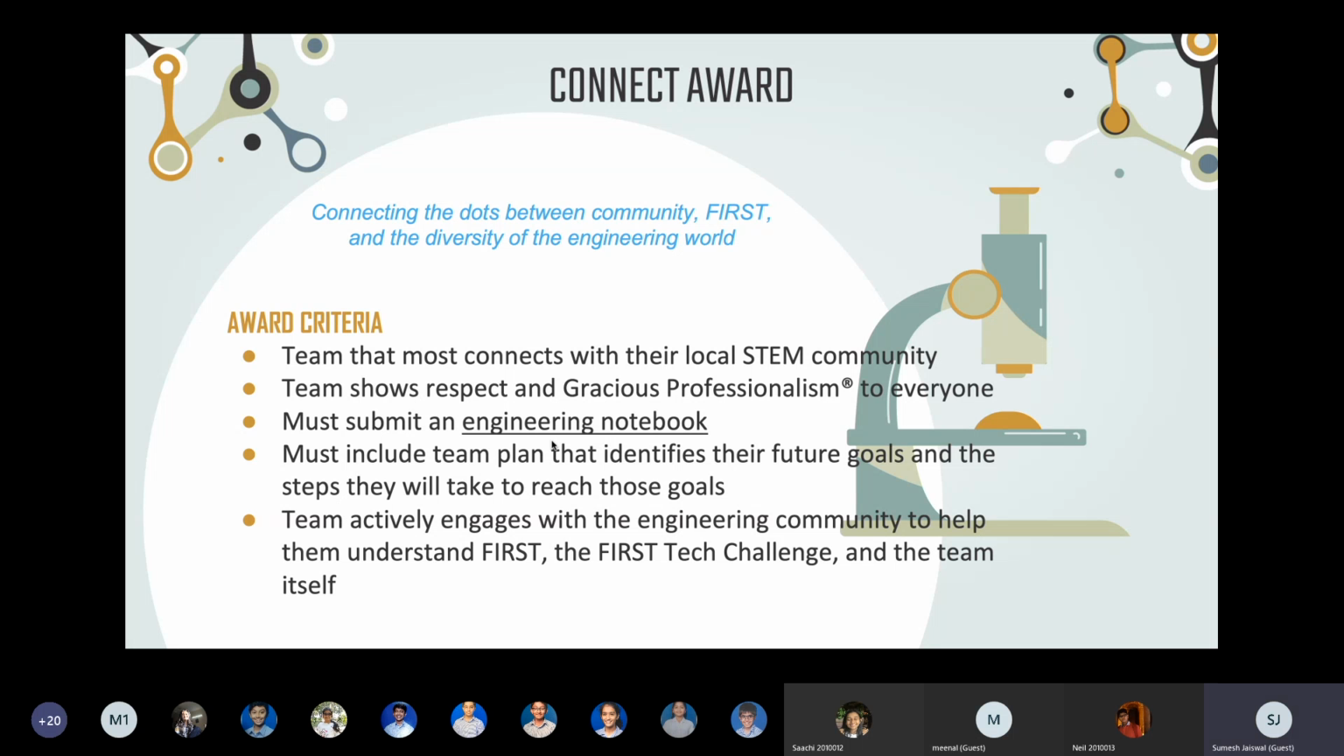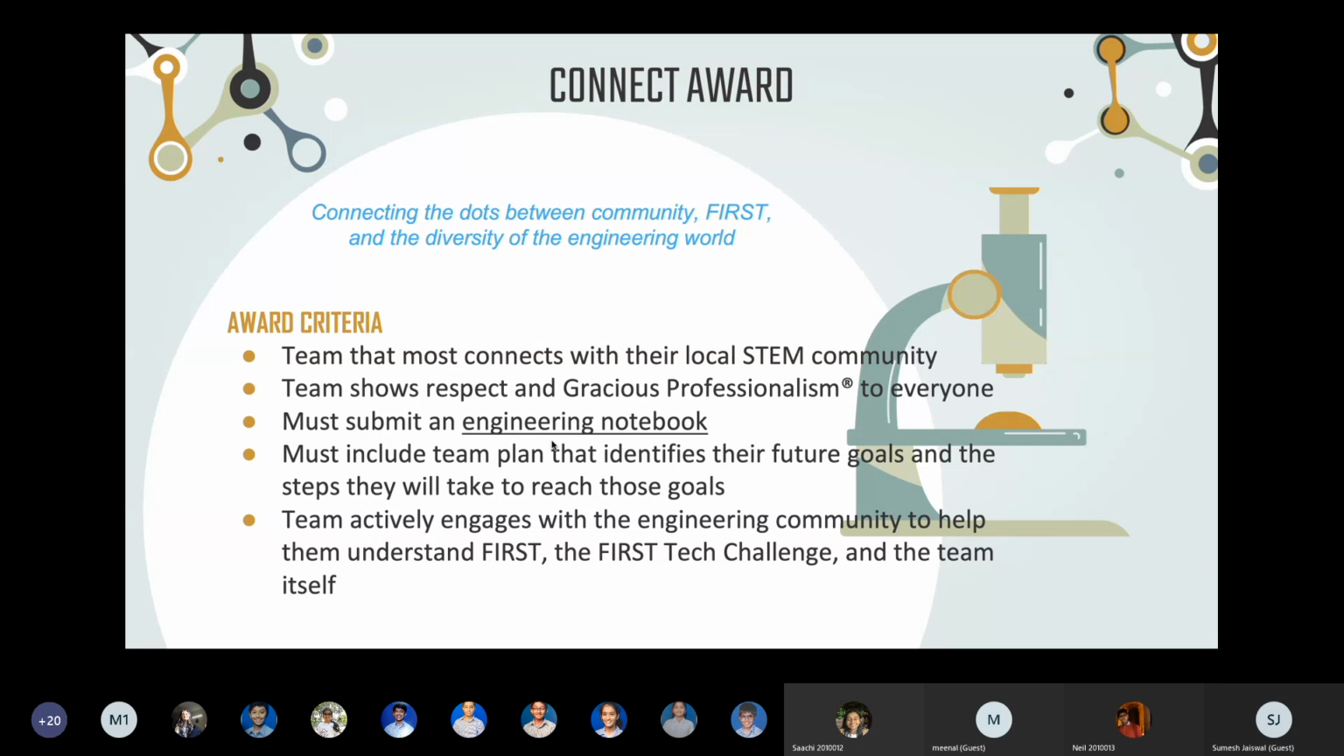There are two awards that are related to outreach. One is the Connect Award, and another award we'll take a look at a little later. So in the Connect Award, what is expected is that each team should reach out to your local STEM community and contribute to it. And in that local STEM community, you need to go and raise awareness about FIRST, and you need to raise awareness about FTC as well.